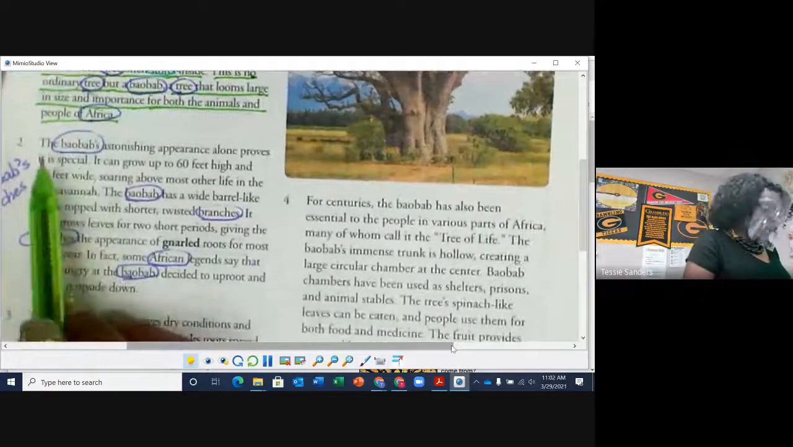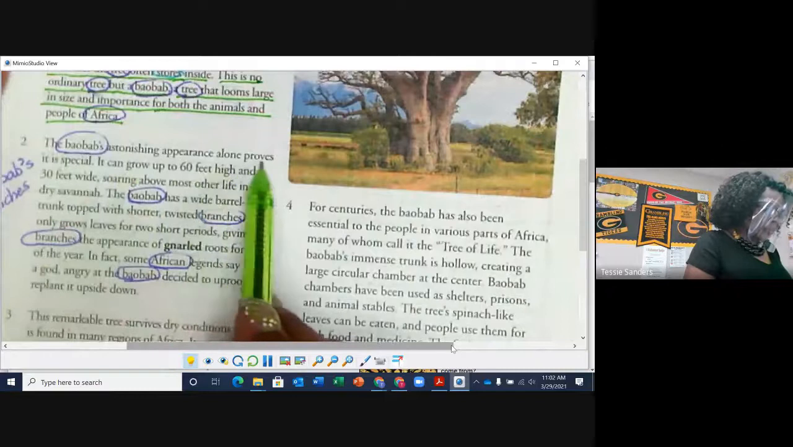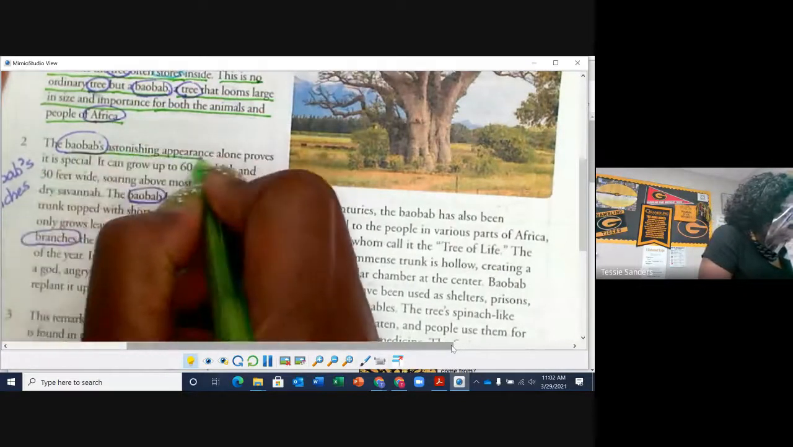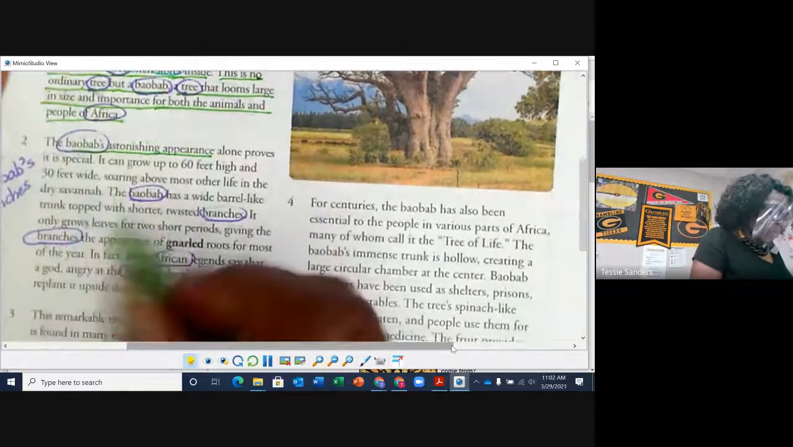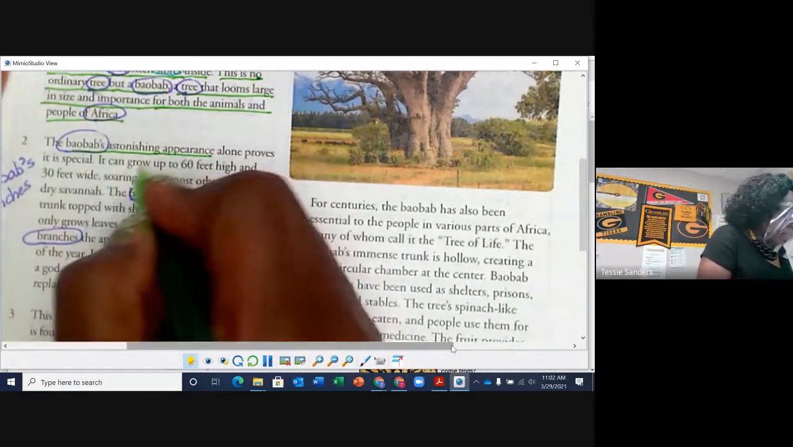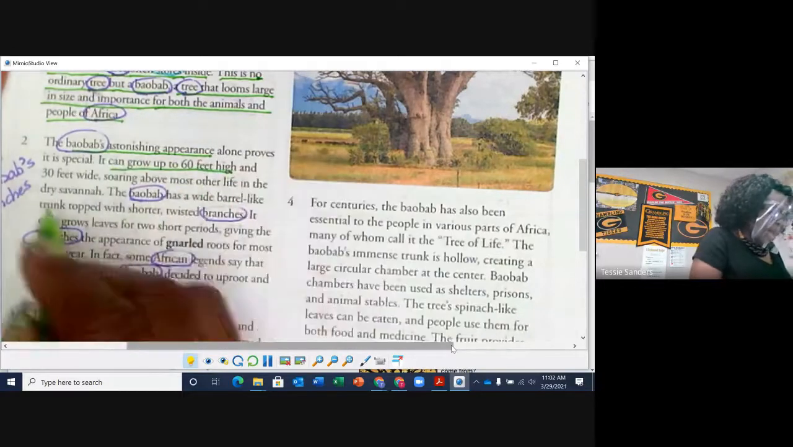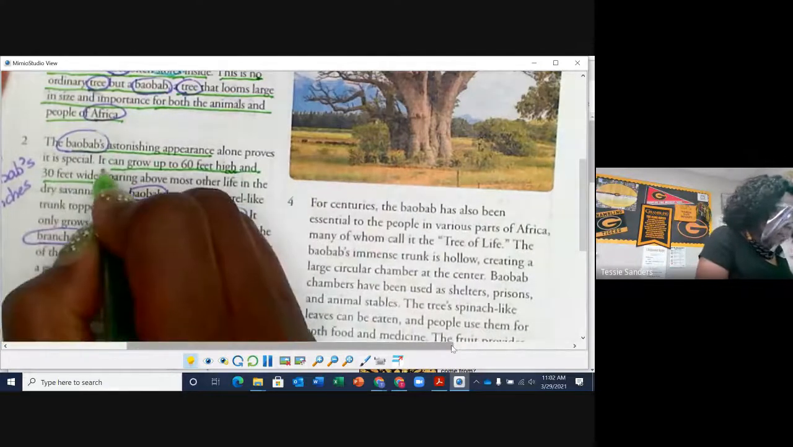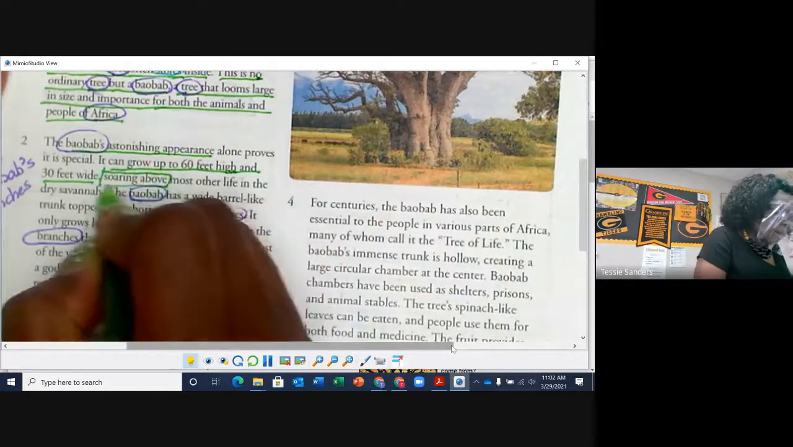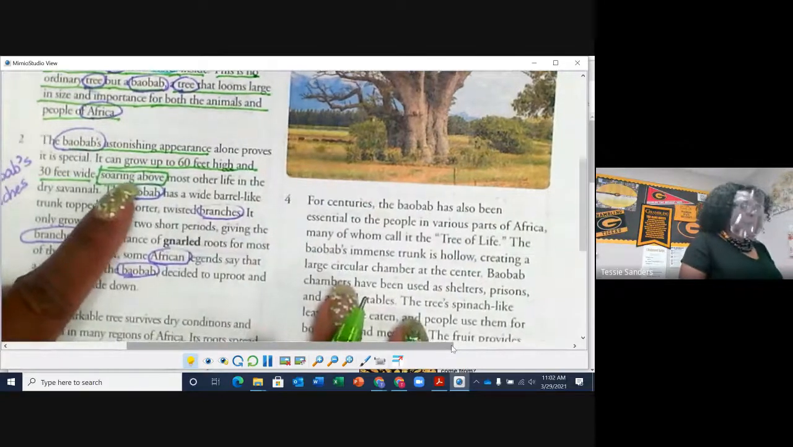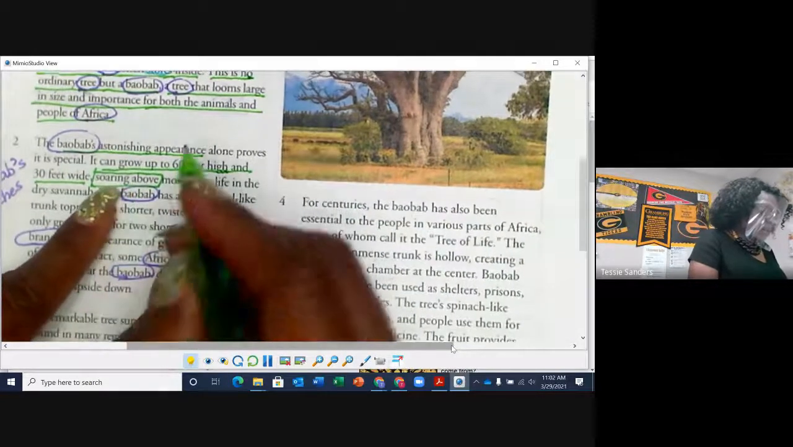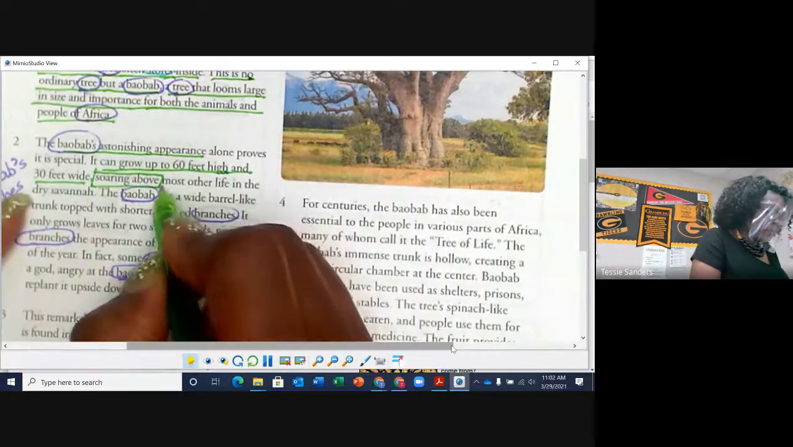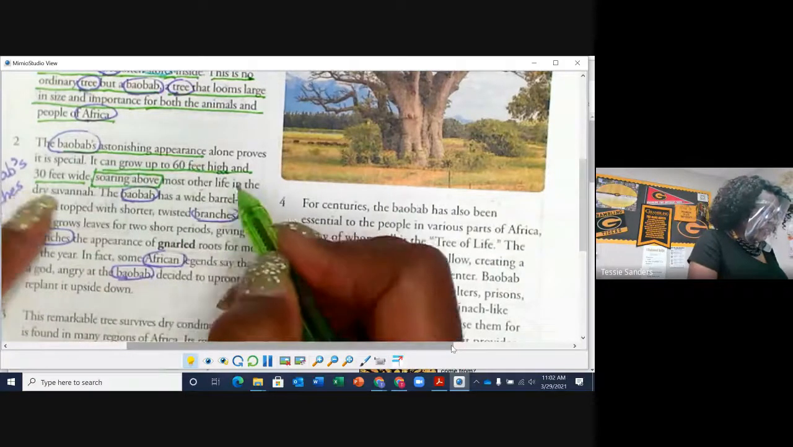Here we go. The Balboa's astonishing appearance alone proves it's special. Balboa's astonishing appearance. It can grow up to 60 feet high, and 30 feet wide. Here's our key word, soaring above. Remember that key phrase, rather, soaring above most other life in the dry savanna.